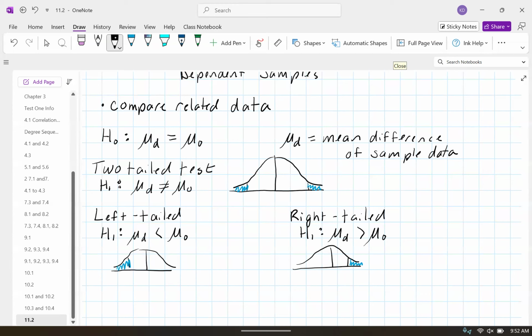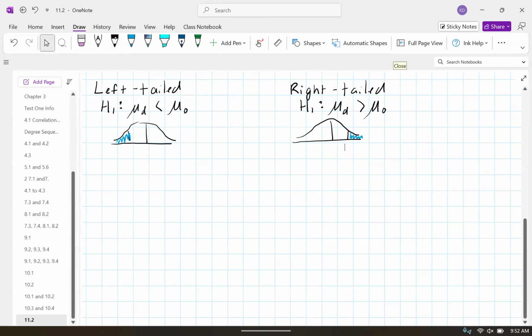What's interesting about this test versus pretty much any of the others we've dealt with is our mean difference, or D bar, which we're going to look at, can be negative. Because if you're comparing thing one to thing two, maybe thing one's bigger than thing two and you get a positive. Or maybe it's the other way, you get a negative. So you can have negative numbers for our D, which I think is interesting.